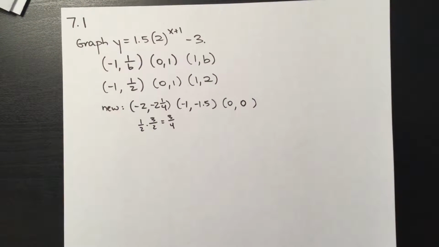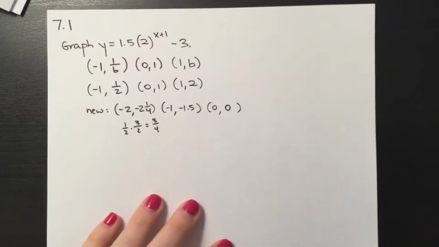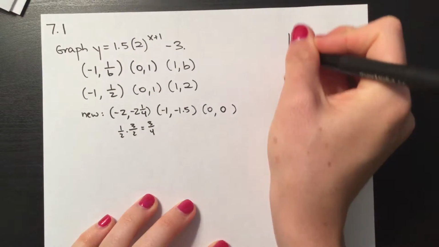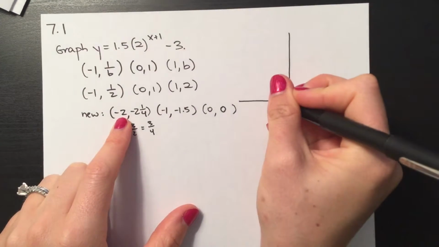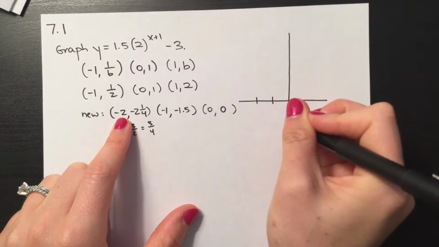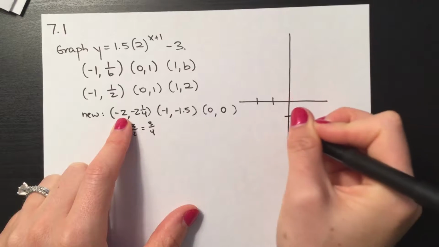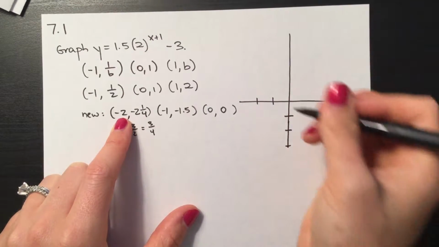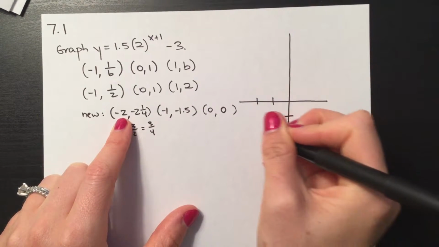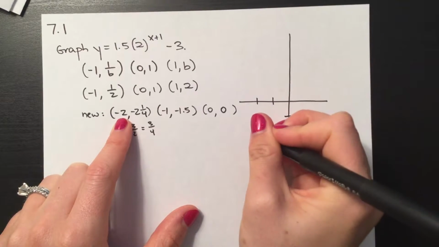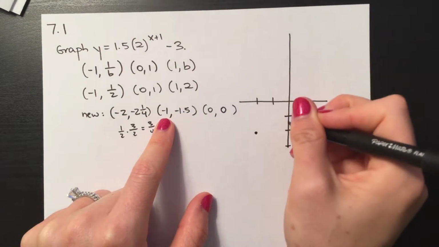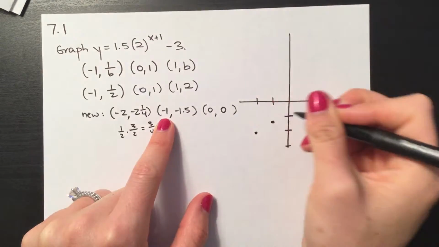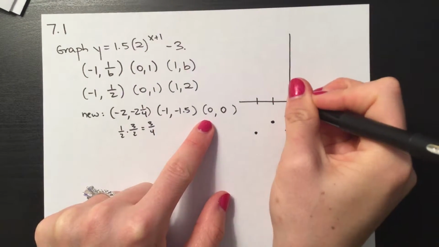I'm going to plot them, take a look at what the graph looks like. Okay, so -2, and then -2 and 1/4. So here's -2, and then -2 and 1/4 would be, just a little bit beyond that. -1, -1.5, be about there, and then 0, 0, right at the origin.